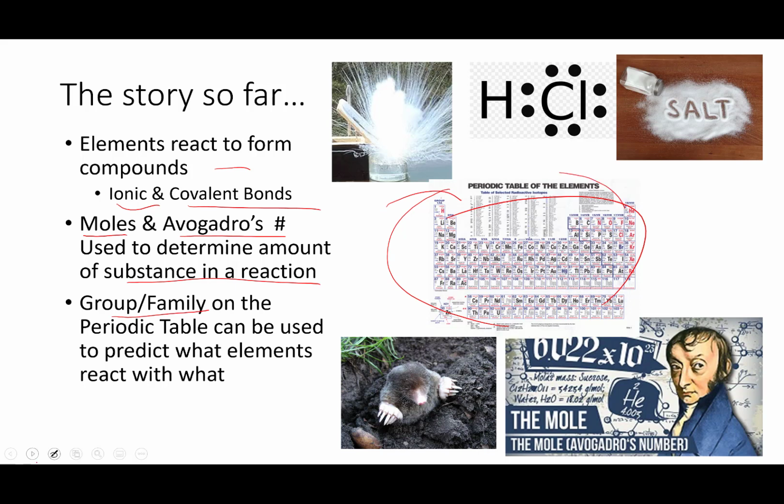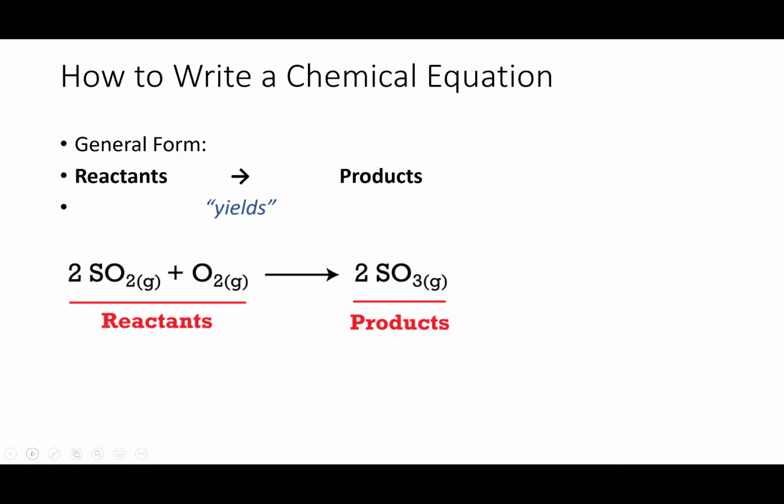But now we are going to talk this time about how to actually write a chemical equation, how to write those chemical reactions out, because it's a shorthand. There's a lot of information that is hidden in a chemical reaction if you know what to look for. So let's look at all those detailed pieces.